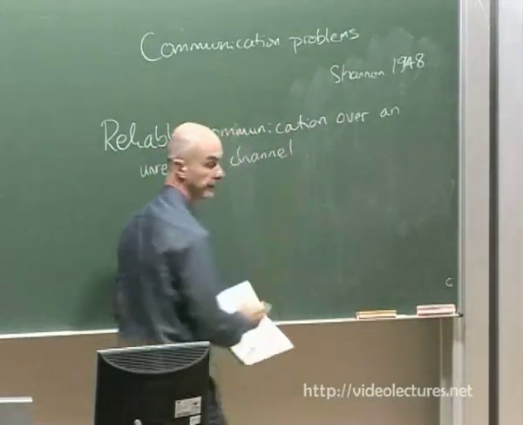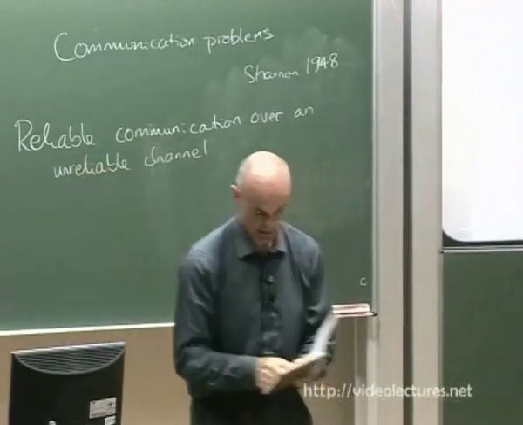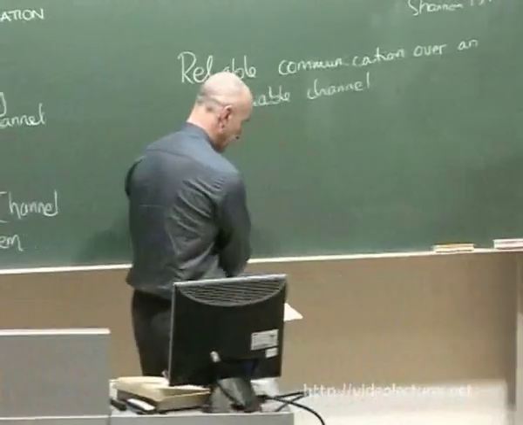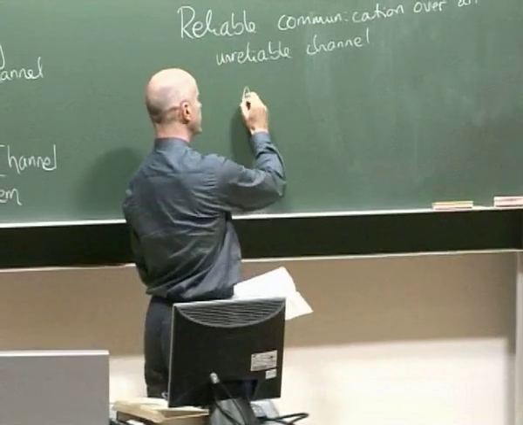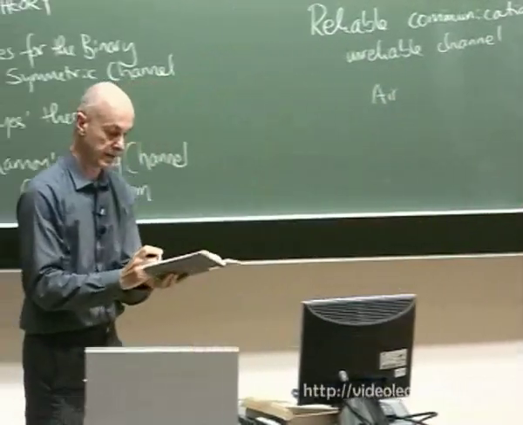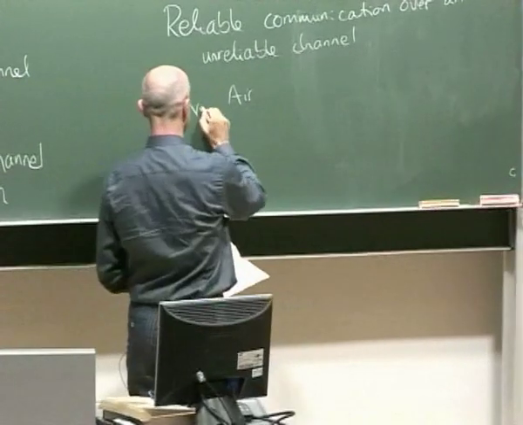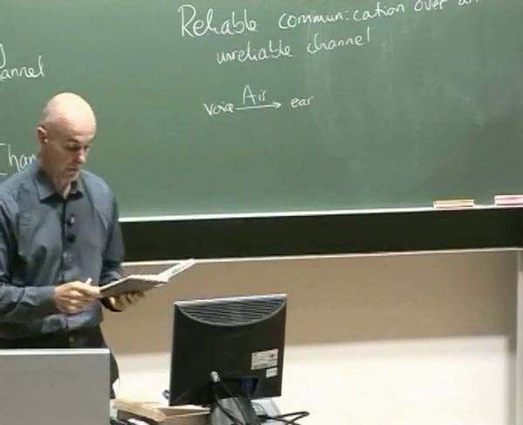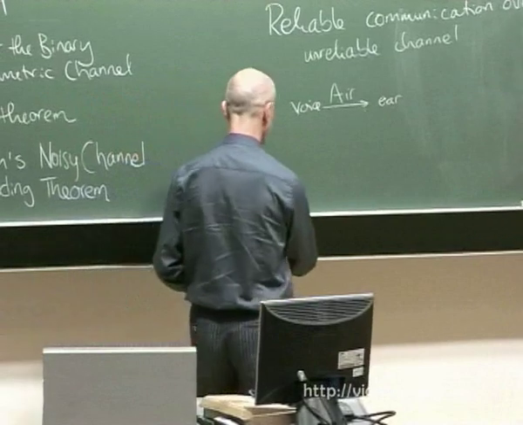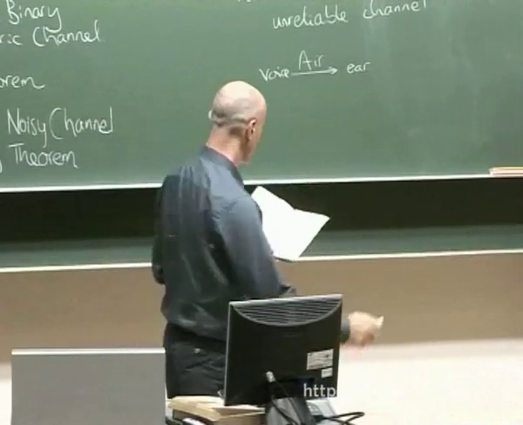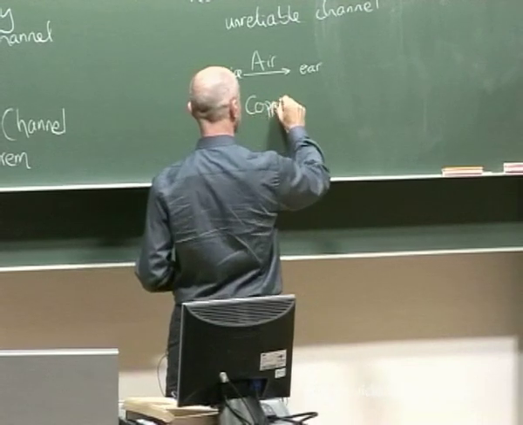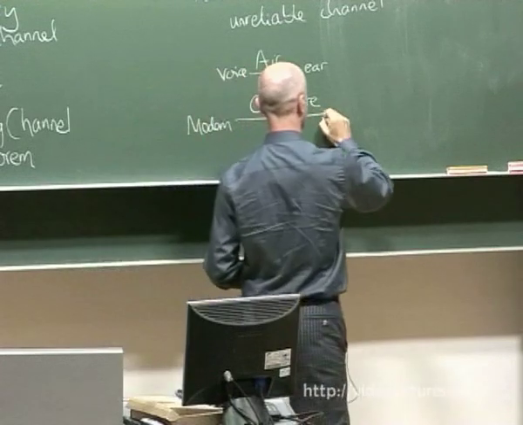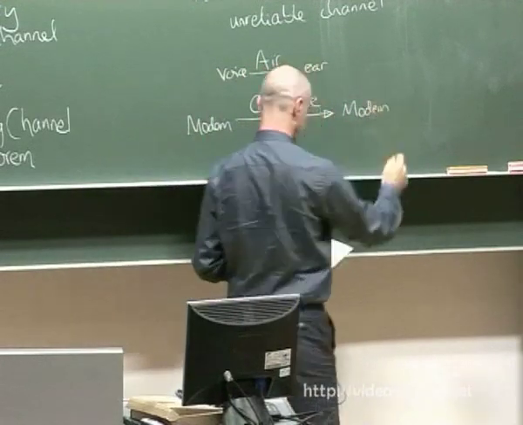Let me give you some examples of unreliable channels, and we don't need the slides anymore. So examples of channels. One example is the air between my throat and your ear. And so we've got a voice creating stuff, and it ends up making something happen in your ear. We could have telephone lines connecting voices to ears as well, or we could have a copper wire connecting some computers talking to each other. So we could have a couple of modems, one modem sending digital files to another modem.